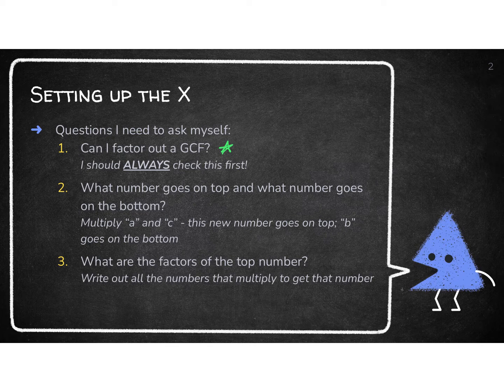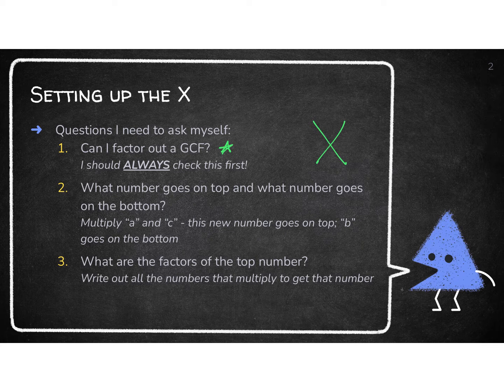Then you're going to go ahead and set up your X. What that means is it's going to look like this, just a regular X, and you are going to need to fill this in. The top and the bottom numbers are always given to us. To find the top number, we do our A times our C, and our B goes on the bottom. Okay, bottom starts with B, so B is on the bottom. A times C is what's going to be on the top.